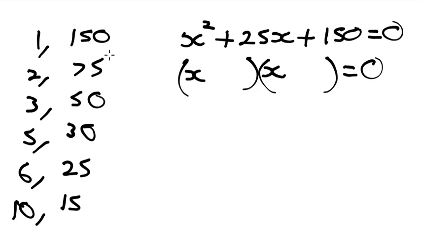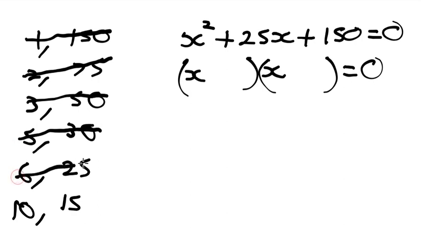Could be a decimal as well. Who knows? Alright, so we're looking for the one that adds together to make 25. 1 add 150 is 151. 2 and 75 is 77. 3 and 50 is 53. 5 and 30 is 35. 6 and 25 is 31. Of course, it's the last one. 10 add 15, 25. So we've got x plus 10, x plus 15.